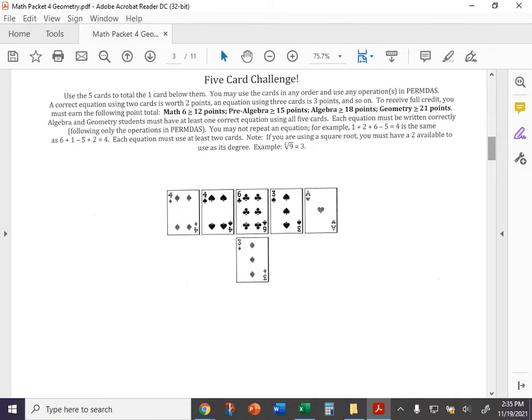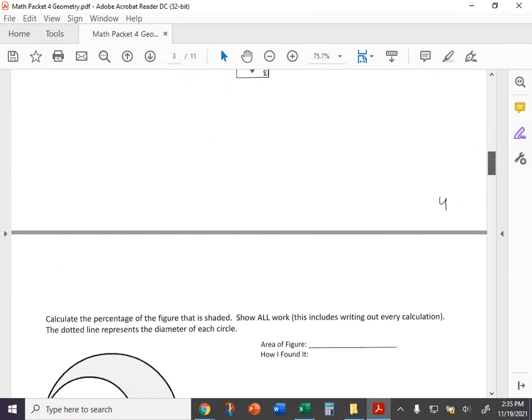5-card challenge. Don't need to spend much time on this. Make sure you're getting all 21 points or more. At least one equation using all 5 cards. You should be pretty familiar with that setup by now.